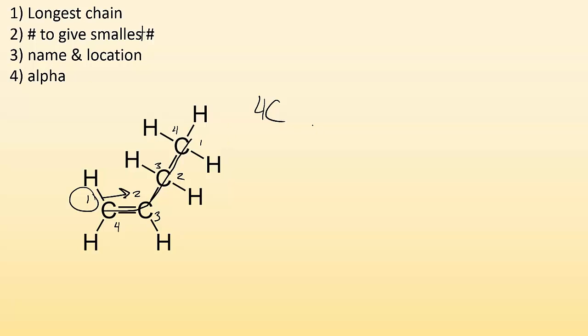So then name and give the location. How do I say 4 carbons? But. How do I say there's a double bond? Ene. And how do I say where this double bond is? Well, it's after the first carbon, so it's going to be 1-butene. That's it. That's all you got to do.